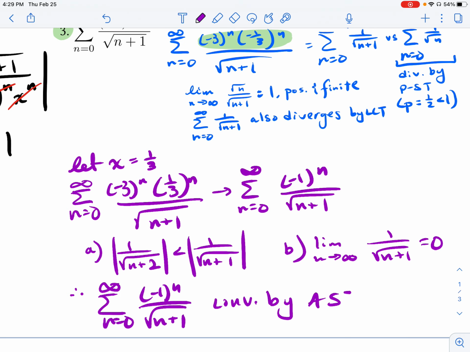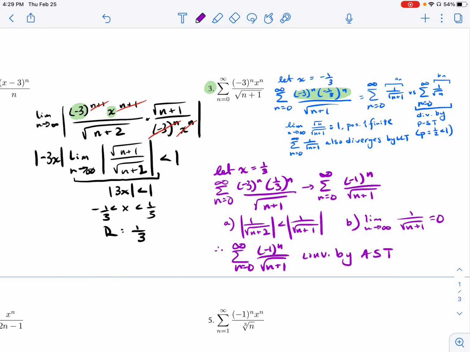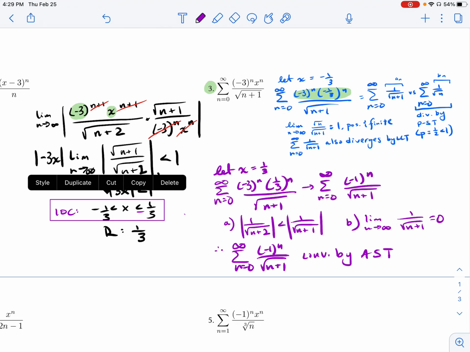So to put it all together, I know this was a lot, but we have the following. From our interval of convergence, which I'll write out here, it diverges at -1/3, but it converges at positive 1/3. So here is our interval of convergence, boxed up there.